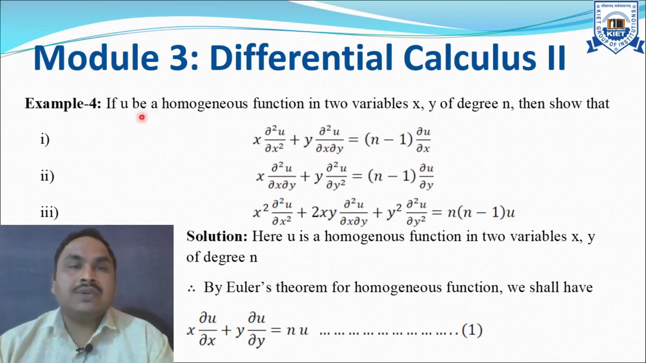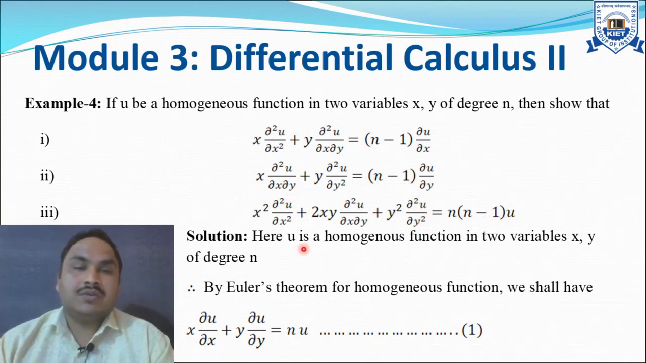Next example. If u is a homogeneous function in two variables x, y of degree n, then show that x del 2 u over del x square plus y del 2 u over del x del y equals n minus 1 into del u by del x; x del 2 u over del x del y plus y del 2 u over del y square equals n minus 1 del u over del y. And at last, x square del 2 u over del x square plus 2xy del 2 u over del x del y plus y square del 2 u over del y square equals n into n minus 1 u. So we start with the solution.